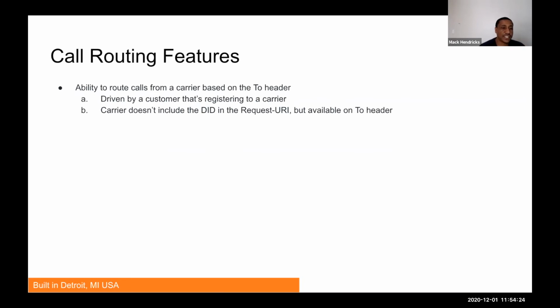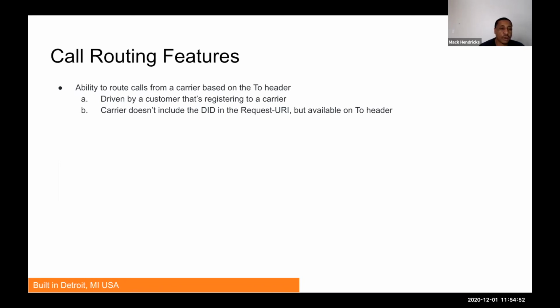So versus actually sending the actual phone number that they're trying to call, or the DID, in the request URI, they were just having it in the To header. So we found that Asterisk, and in particular FreePBX, actually handled this without a problem. And customers kind of wanted the same behavior from dSIPRouter.